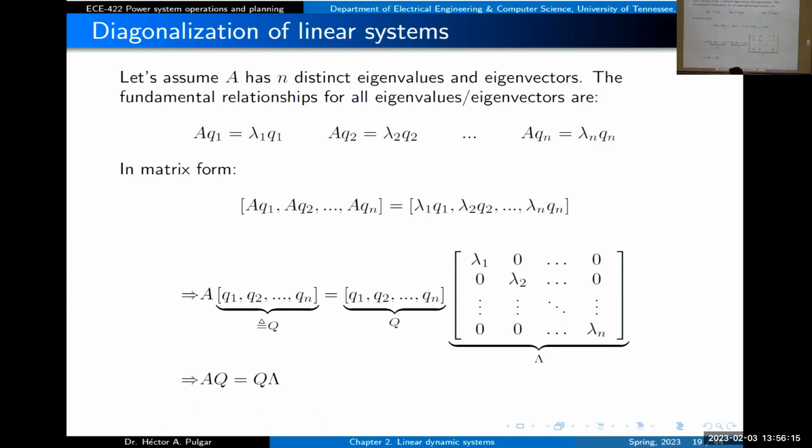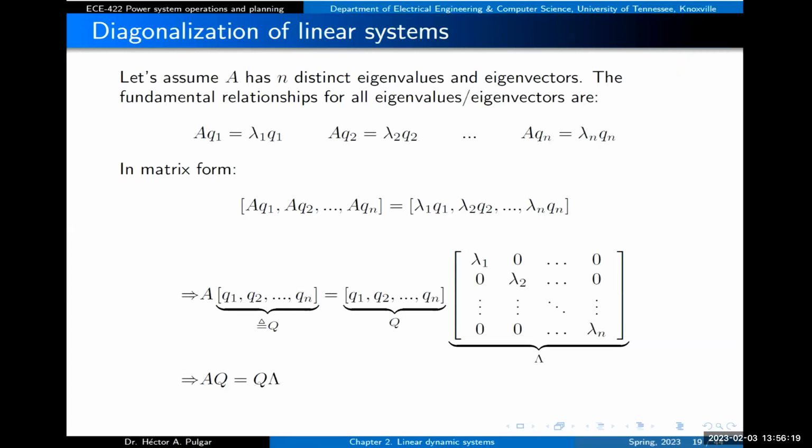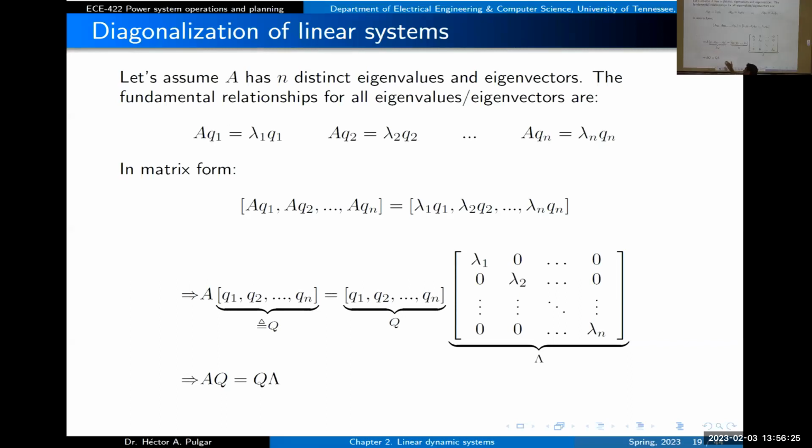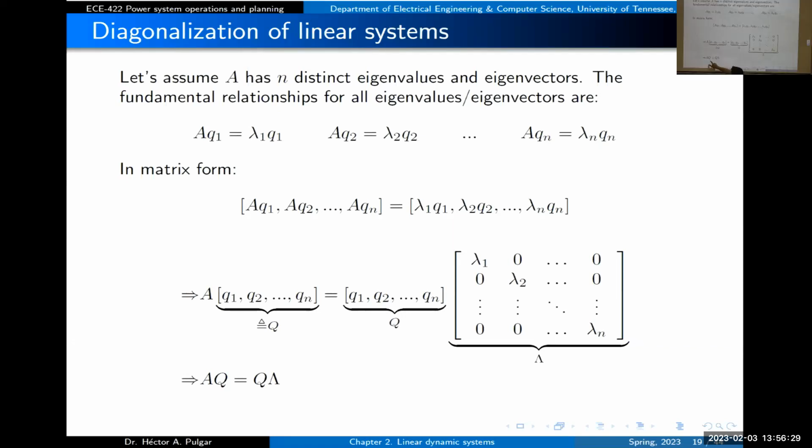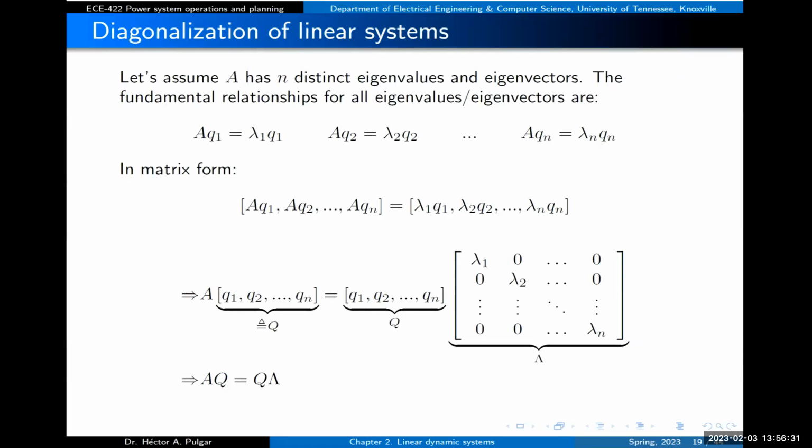And this matrix A is the system matrix of the system that we're studying. Q is invertible, that's what we said before. So we can multiply this equation from the right by Q inverse, and Q times Q inverse is the identity.